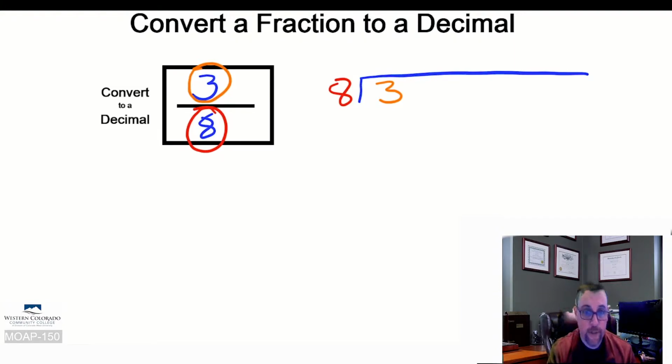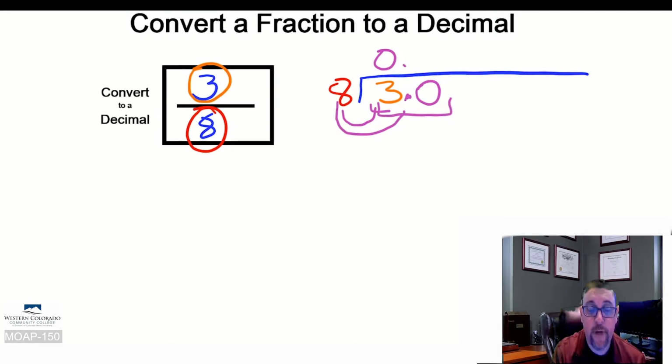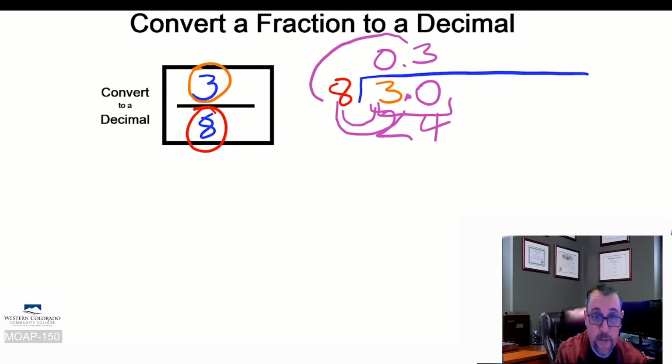And now let's go ahead and work this. So does 8 go into 3? No. There's our 0 and our decimal. Does 8 go into 30? Yes, it does. How many times? 3 times. So we have 8 times 3 is 24. So now we have 30 minus 24. And that leaves us with 6.